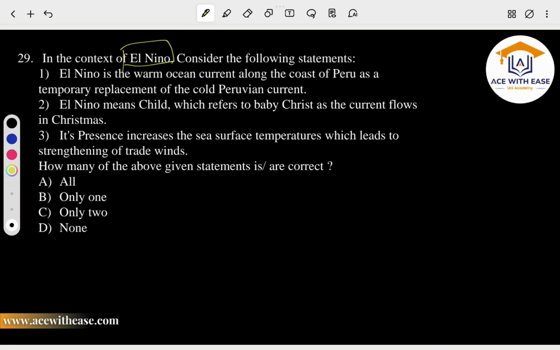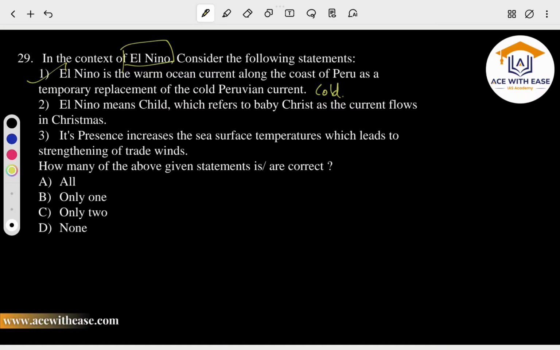Coming back to the question, El Nino is a warm ocean current along the coast of Peru as a temporary replacement of the Peruvian current. Yes, the Peru current is a cold current. Once in 2 to 7 years, the cold current is replaced by a comparatively warmer current. This is where we have El Nino. El Nino means child, so the first statement is correct.